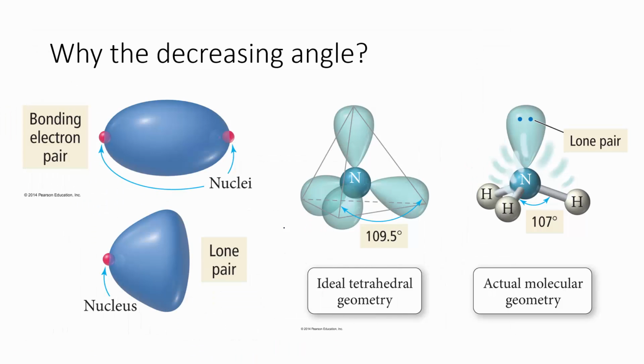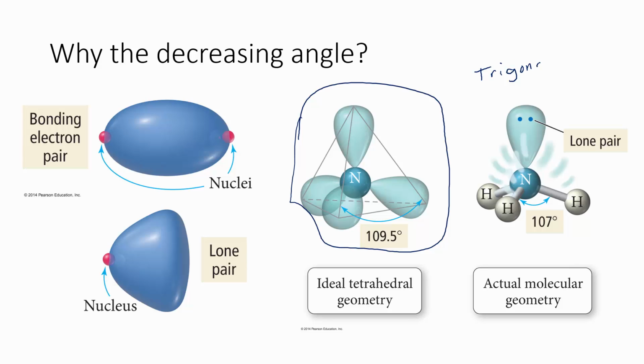What this is going to be named is, see, we got the original tetrahedral geometry, but the lone pair pushes on this, and you end up with what's referred to as a trigonal pyramid. So, trigonal pyramid shape.